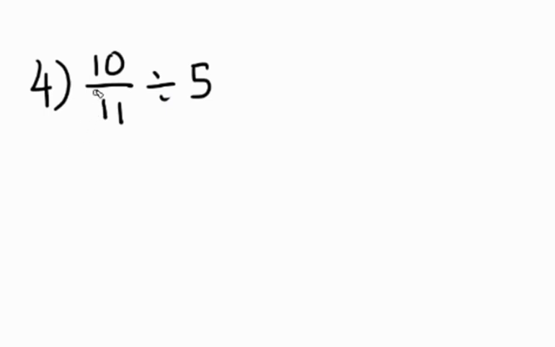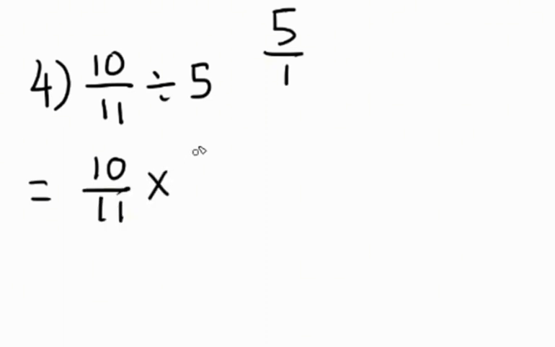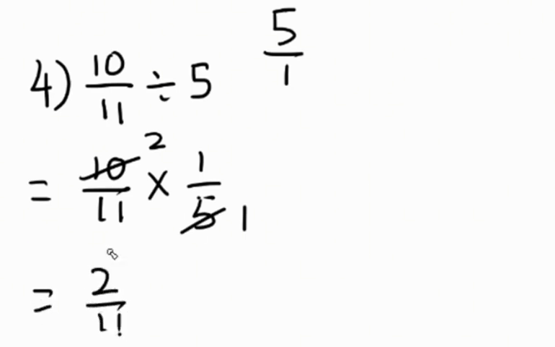Question 4. 10 over 11 divided by 5. Like question 3, there is a 1 underneath the whole number. So this will equal 10 over 11 multiplied by 1 over 5 because of the reciprocal. And since 10 is divisible by 5, we will simplify this. This will be 1 and this will be 2. So our final answer would be 2 over 11.